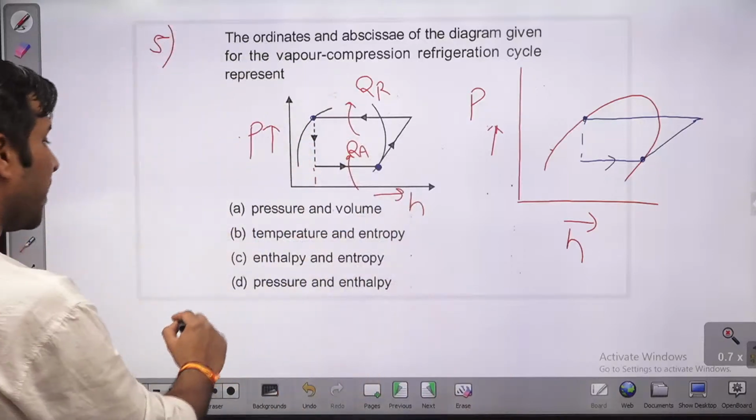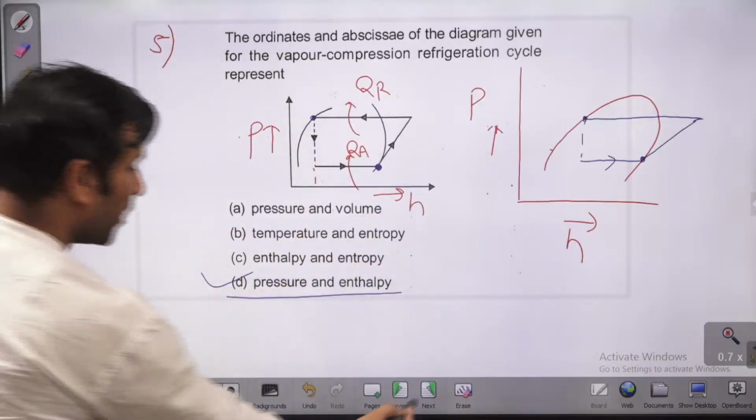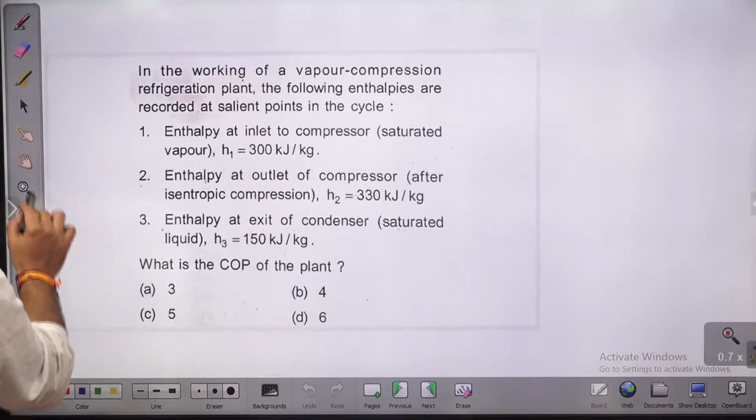So the pH diagram means option D is the right answer. Let us move to the next question, question number 6.